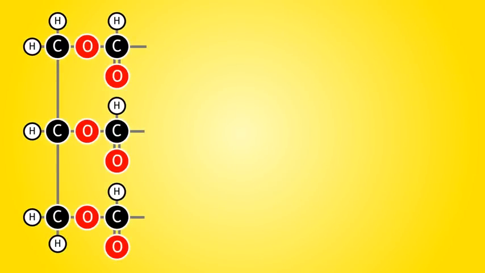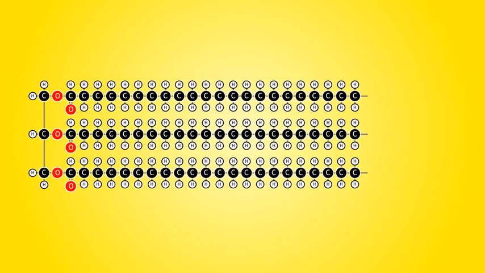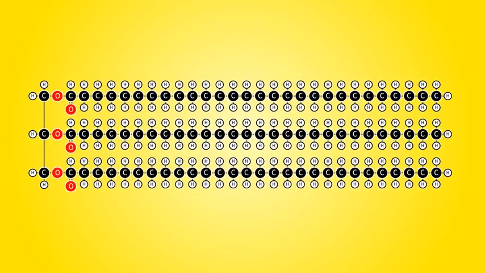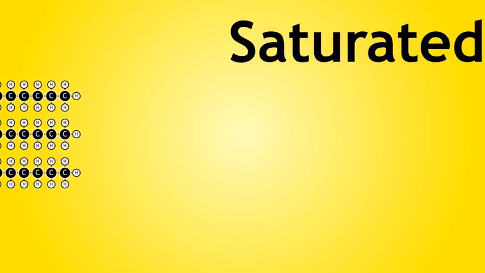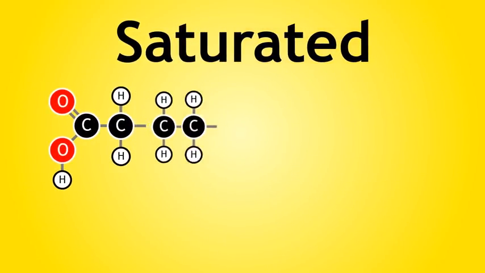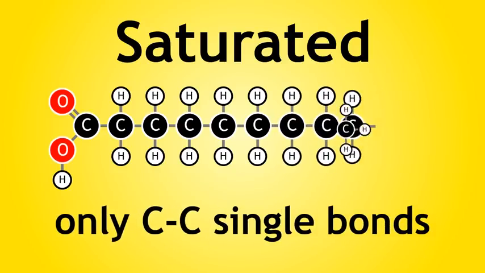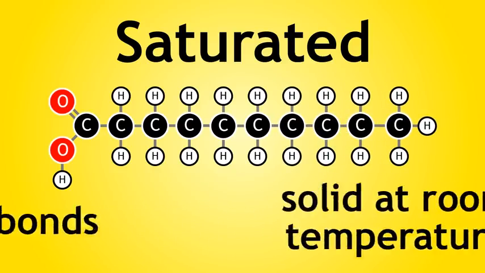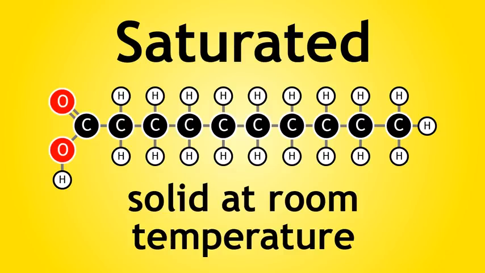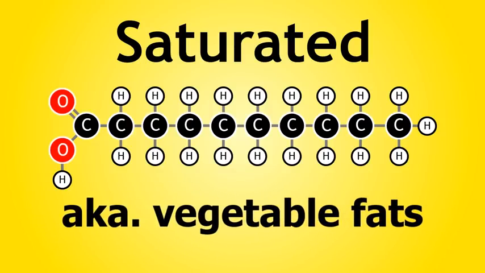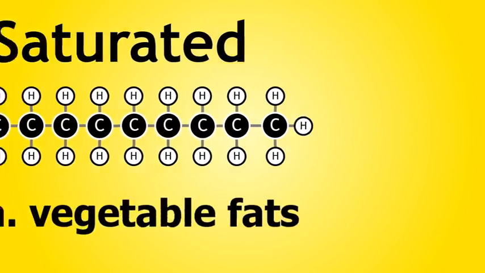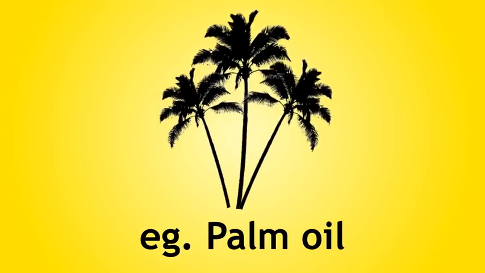The length of the tail can vary from oil to oil. It can be anywhere from 4 carbons long to 28 carbons long. These tails can be saturated or unsaturated. The term saturated means that there are only carbon-carbon single bonds. Saturated plant oils are solids at room temperature and are also known as vegetable fats. An example of a saturated plant oil is palm oil from oil palm trees.